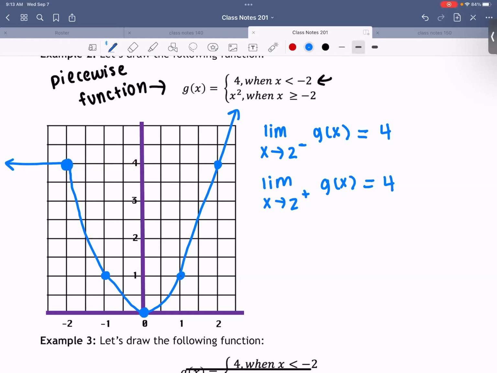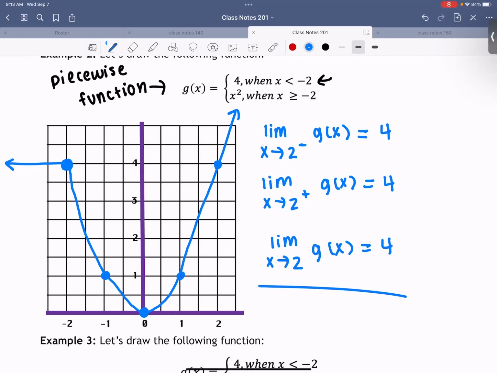Okay, do I have a two-sided limit? Yes, right? The left-hand and right-hand limits are the same. So I can say that the limit as x approaches 2, no symbol at all, of our function is equal to 4. Any questions?